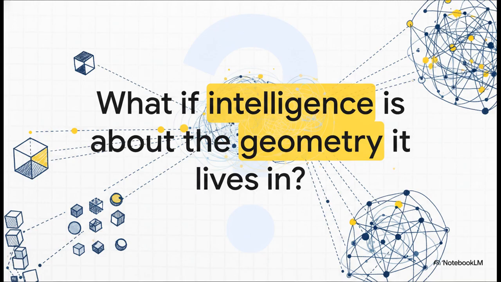So, to get our heads in the right space, let's start with a big question. What if intelligence isn't just about more powerful computers and bigger algorithms? What if it's actually about the shape of the universe the system lives in? This idea, well, it's the key to understanding everything we're about to talk about.